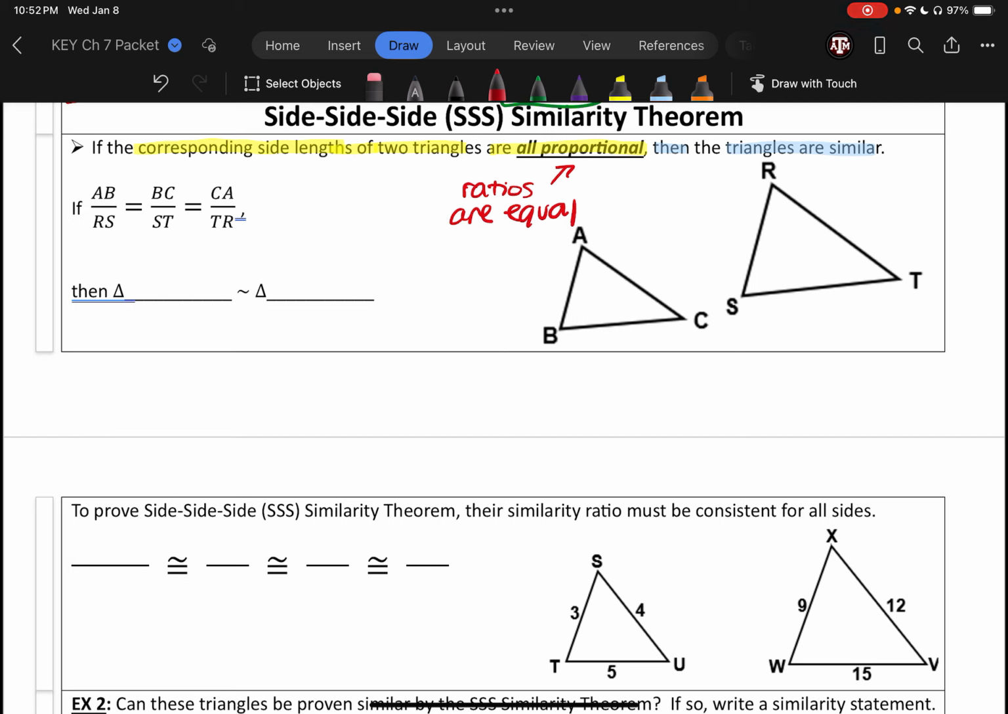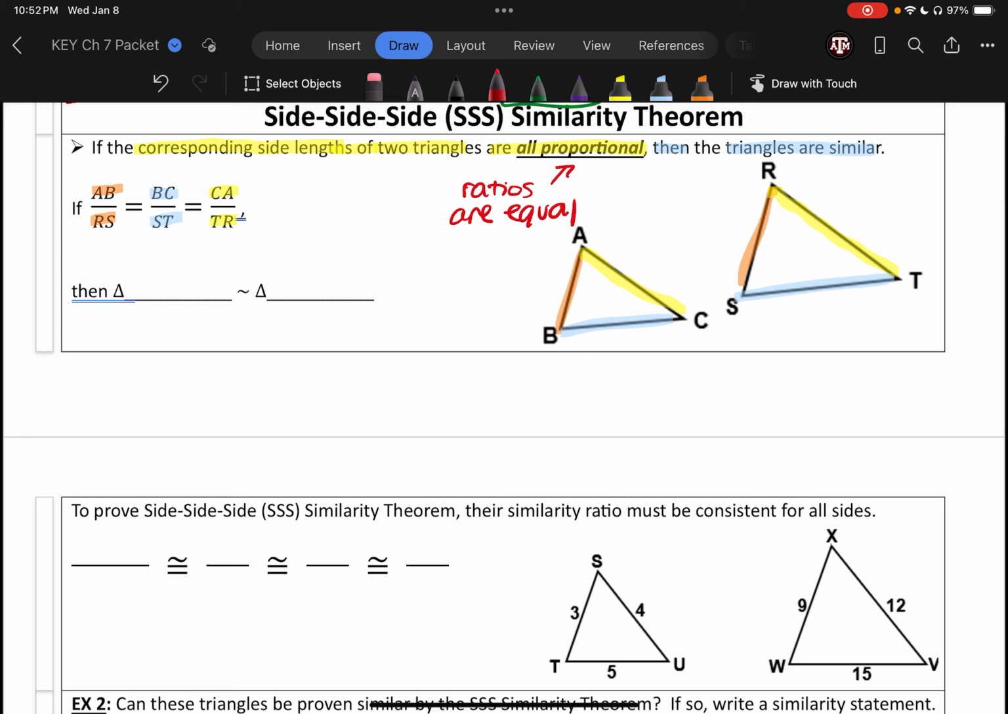So in this case here, if I have, and we're just going to match this up here, AB with RS, BC with ST, CA with TR, if those corresponding sides, when you set them up as a ratio, end up giving you the same value, if they're all equal, then that means that they're proportional. And if they're proportional, then they are similar by SSS, if all three sides are proportional, that is.